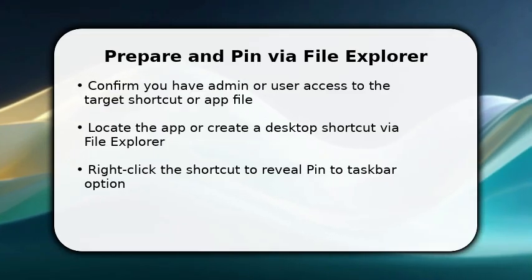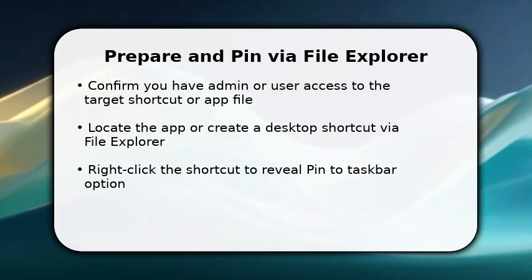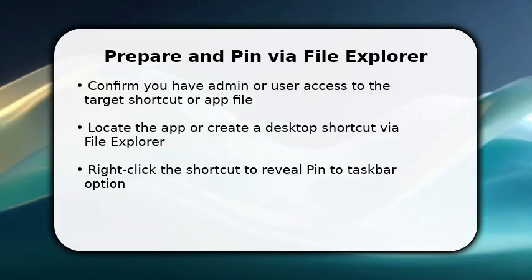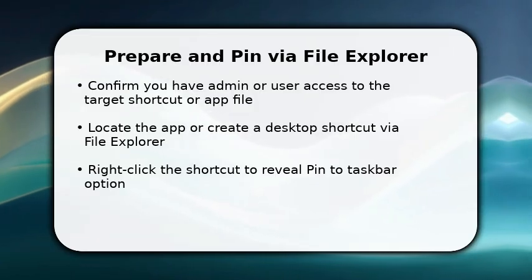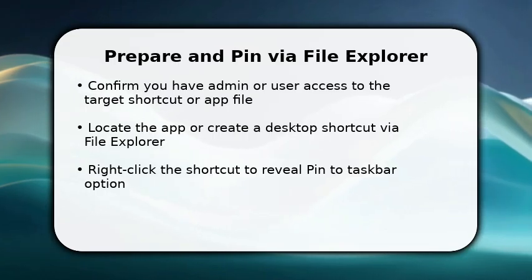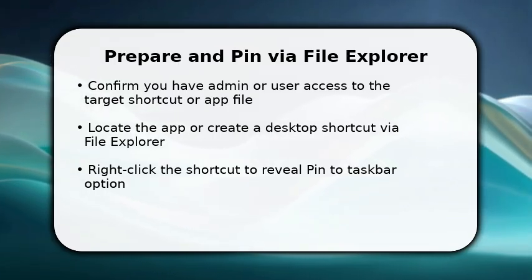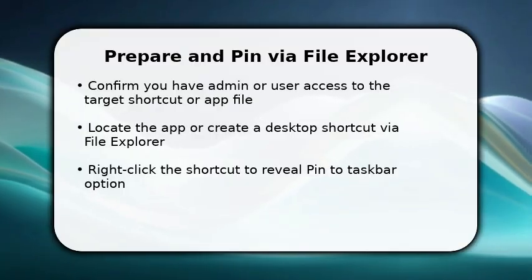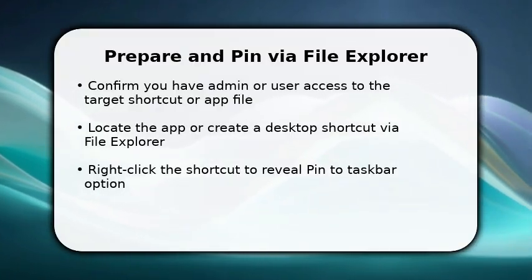You'll start inside File Explorer because Windows 11 restricts direct pinning from some places. Open the folder containing the app or an app shortcut. If a shortcut doesn't exist, create one by right-clicking the executable and choosing Create Shortcut. Once done, right-click that shortcut. You're looking for Pin to Taskbar.